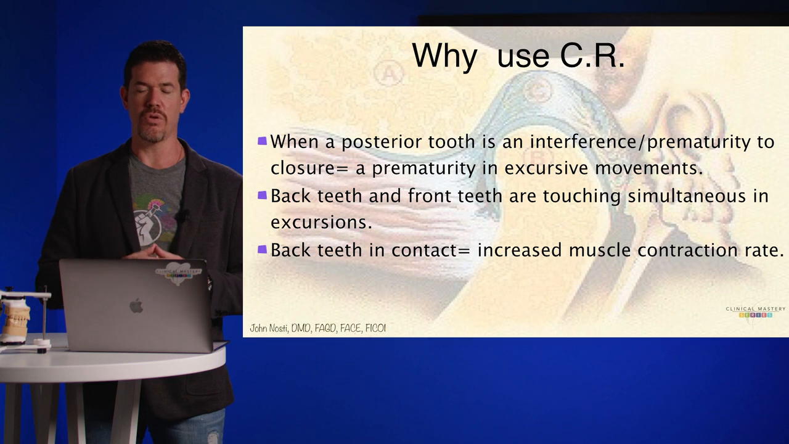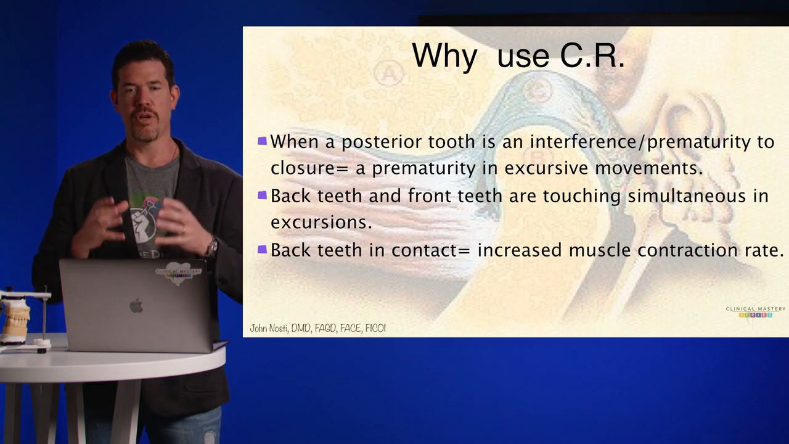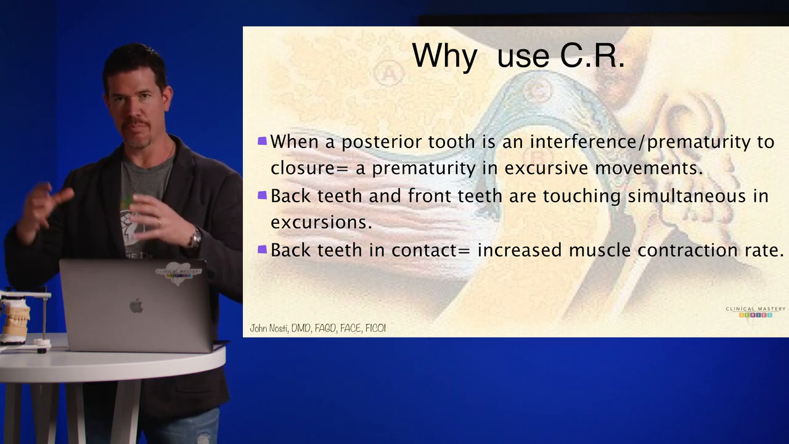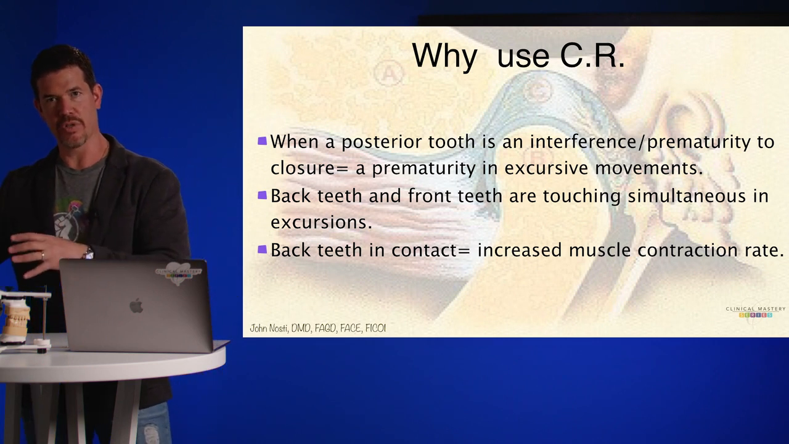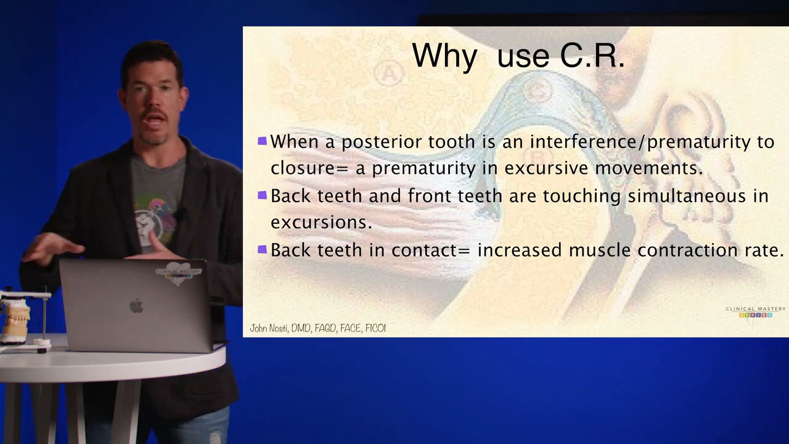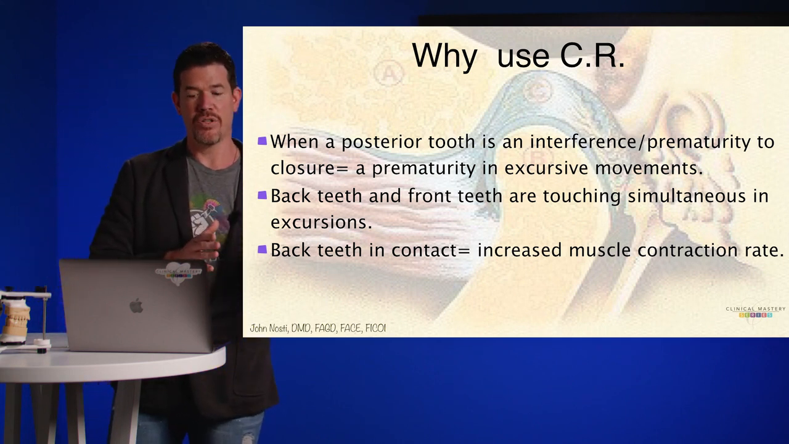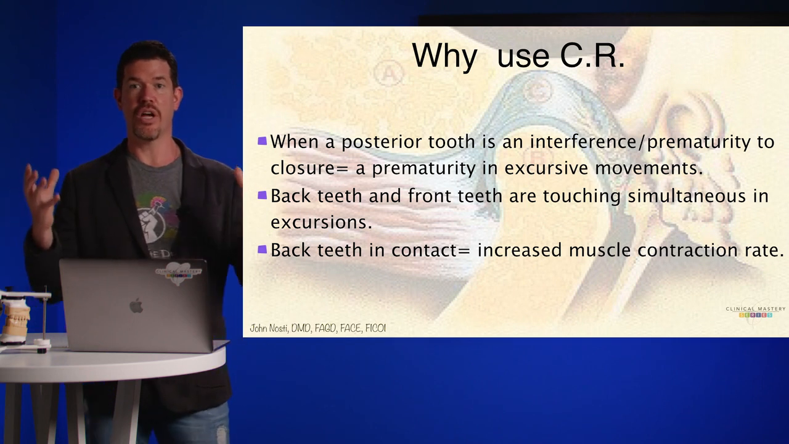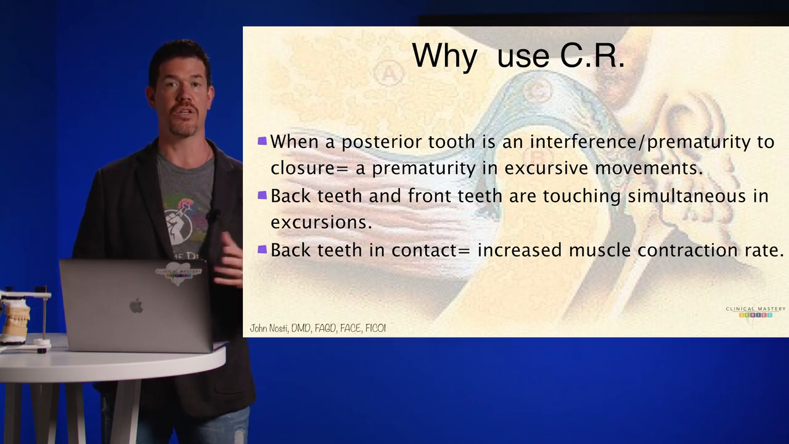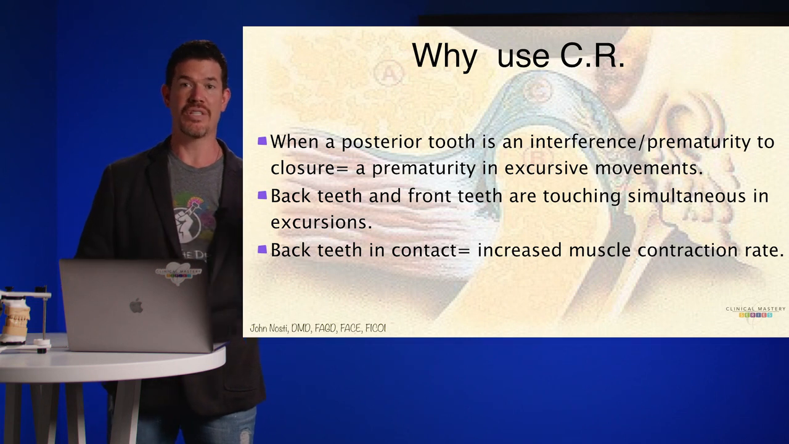When a posterior tooth is in an interference, it's a prematurity to closure. It has to be a prematurity in an excursive movement. So as the person grinds left and grinds right, you have a back tooth and a front tooth that are touching simultaneously in excursions if your CO and MI do not coincide with one another. So anytime a back tooth touches, we know muscle force is high. The muscle contraction rate is increased.